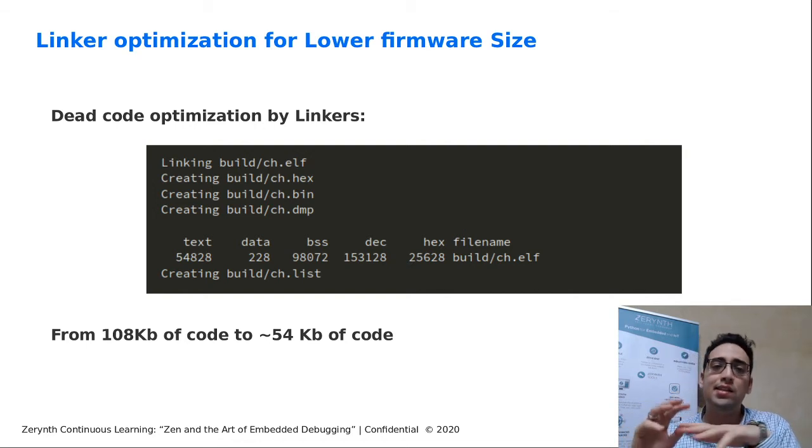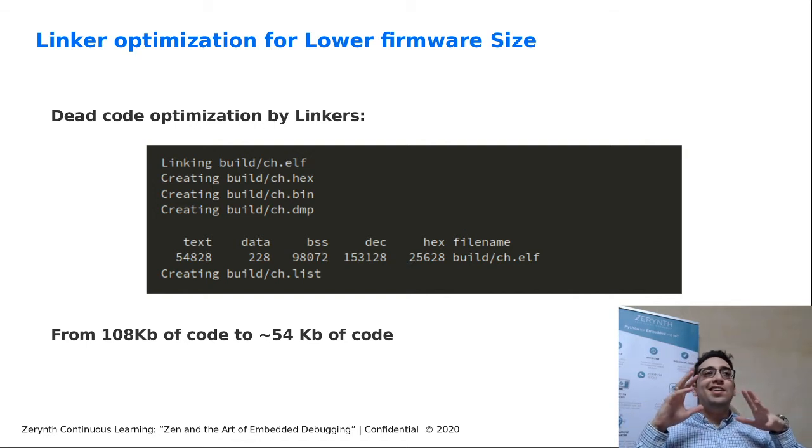So the linker is the only stage at which we can eliminate the dead code. So what is the dead code? The dead code is the code that never gets called. So typically when you're using large libraries, they have many features, but you will not use all of them essentially.